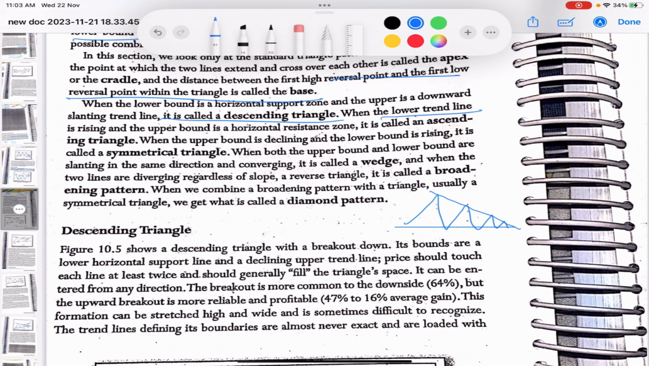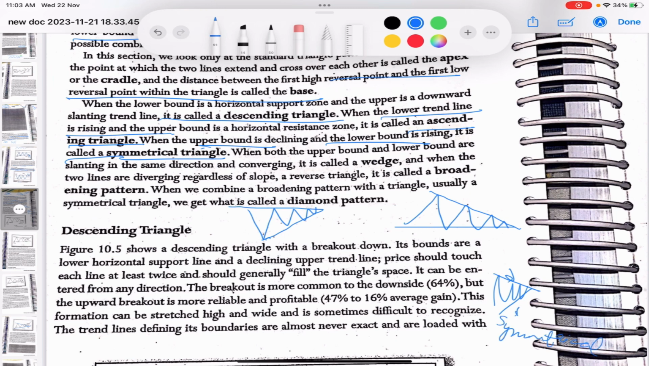When the lower trend line is rising, but the upper is just the same, then we can say that the stock is ascending, since the lows are rising and the highs are staying just the same, which will show that the price is ascending in nature. When the upper bound is declining and the lower bound is rising, which is a standard triangle which we were seeing, that is known as a symmetrical triangle. So this is also known as a symmetrical triangle.